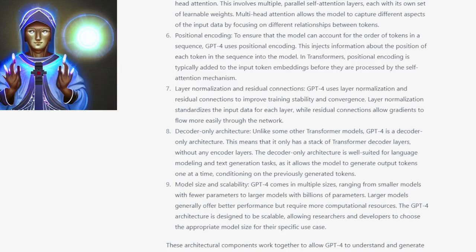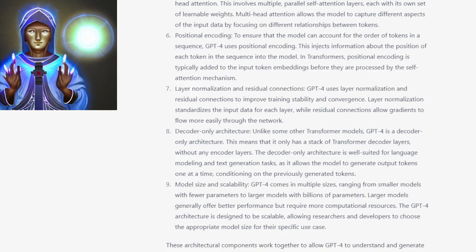Multi-head attention. GPT-4 uses a variant of the self-attention mechanism called multi-head attention. This involves multiple, parallel self-attention layers, each with its own set of learnable weights. Multi-head attention allows the model to capture different aspects of the input data by focusing on different relationships between tokens.